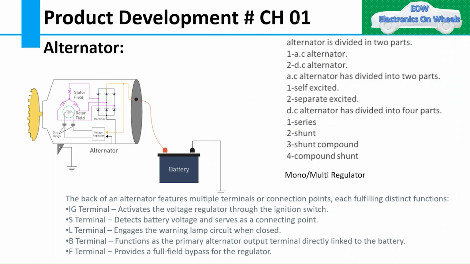Here also the same thing: alternators can be divided into AC alternator, DC alternator, then self excited, separately excited, then series, shunt, compound and compound shunt. Then in regulators also you have mono, then multi regulators. Which type you have to use in the product, we will define in this product development chapter 2.